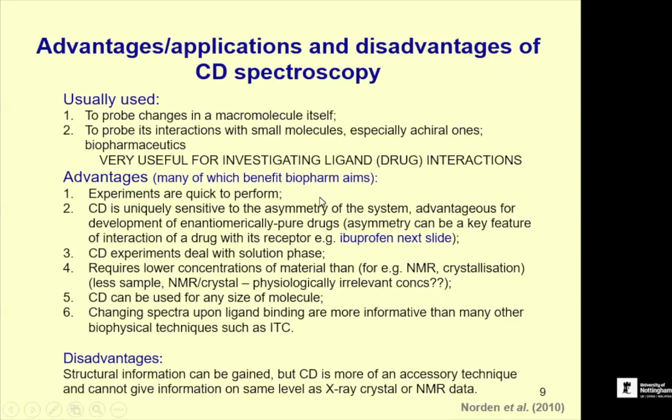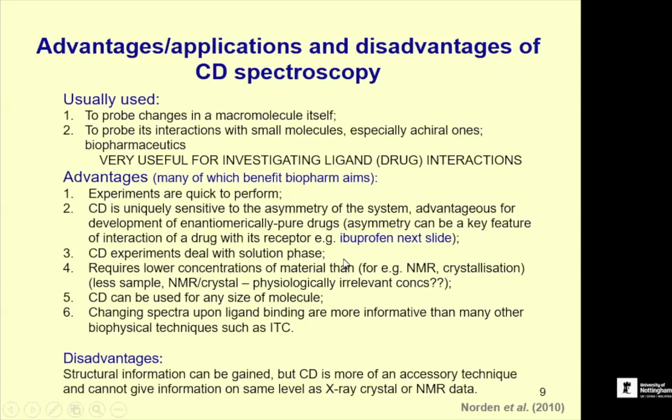So the advantages are that it's very quick to perform. We've already mentioned that it's uniquely sensitive to the asymmetry of the system and for developing enantiomerically pure drugs. So if you have a racemate mixture of two drugs and you want to select for one particular isomer, you can monitor the success of your racemate separation into its two isomers using CD very well.